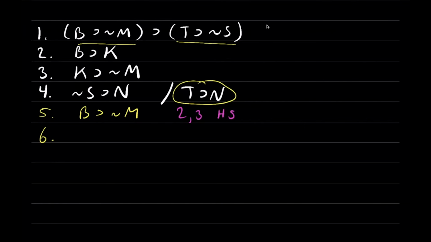Now, notice that line 5 is the antecedent of this conditional on line 1. Line 1 said, if B implies not M, then we get that expression on the right in parentheses. And line 5, we know that B implies not M. So from that, we can get T implies not S, which is the expression in parentheses way up here in line 1. And that would follow now from line 1 and line 5 by Modus Ponens.